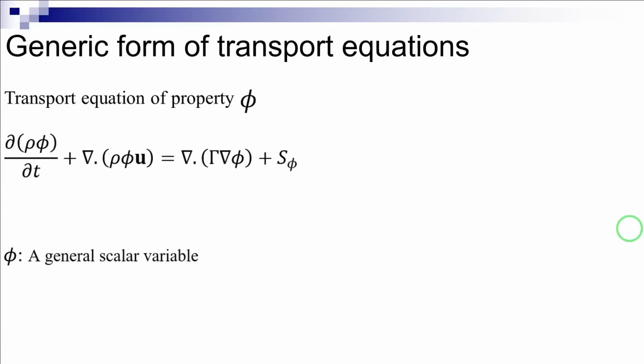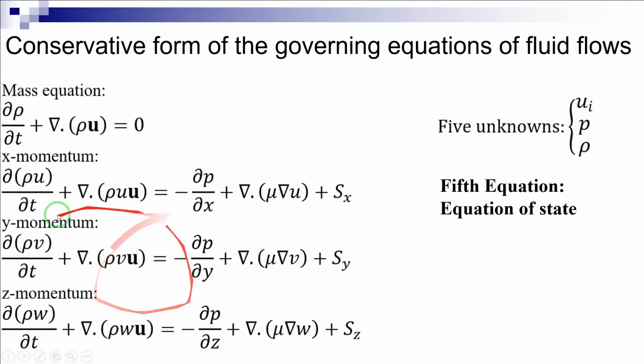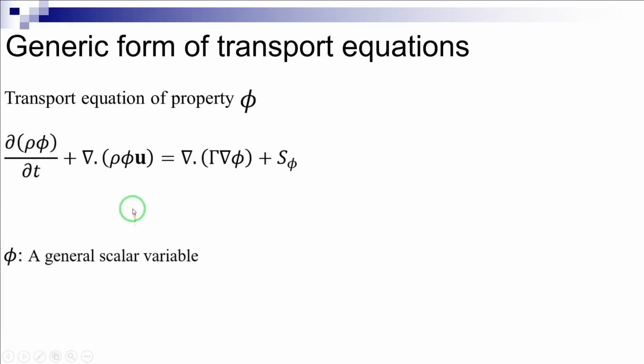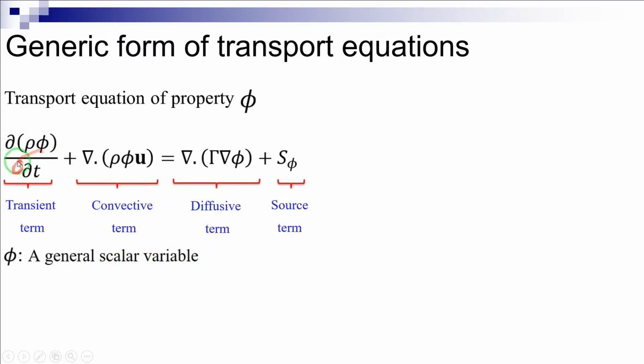Generic form of transport equations. As can be inferred from the conservative form of the governing equations, the governing equations for a general scalar variable phi can be written as shown here. Here, phi is a general scalar variable. The first term is a transient term which shows the time rate of change of phi. The second term shows the rate of decrease of phi due to convection. The third term indicates the rate of increase of phi due to diffusion. And the last term is the source term, which shows the rate of generation or destruction of phi.